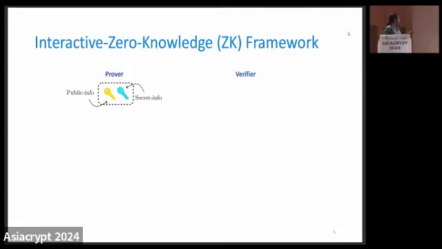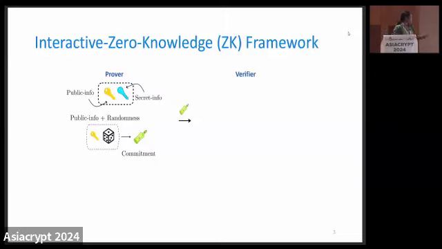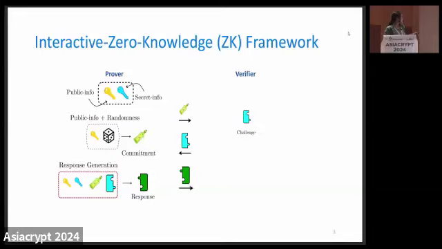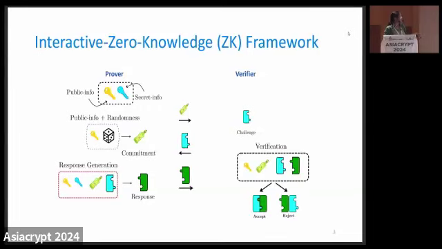Here the prover has the public information and the secret information, and the prover wants to prove it to the verifier. So the prover first generates a commitment and sends it to the verifier. Then the verifier samples a random challenge and sends it back to the prover. After that, the prover generates a response with the help of all of this information and sends it to the verifier. Then the verifier verifies whether all of this information is valid or not. If all of this information is valid, then the verifier will accept, otherwise it will reject.